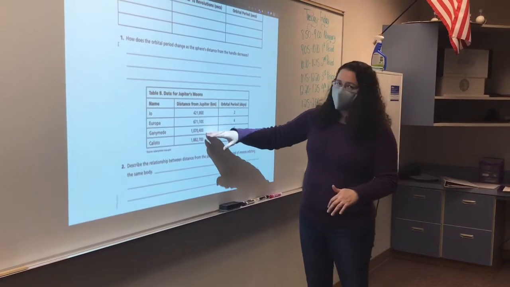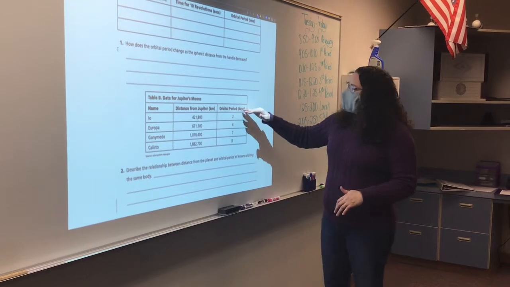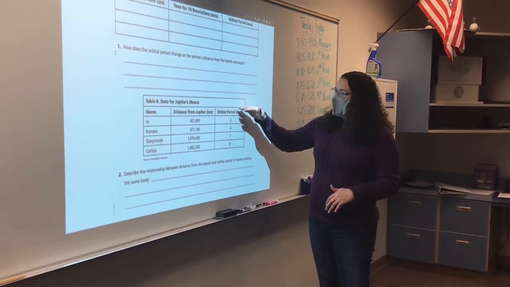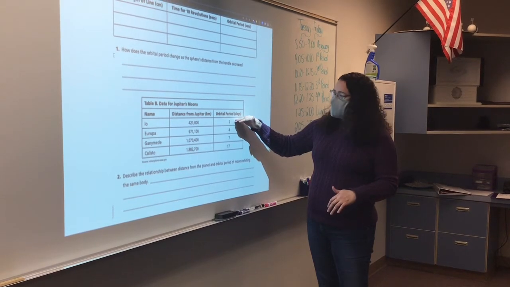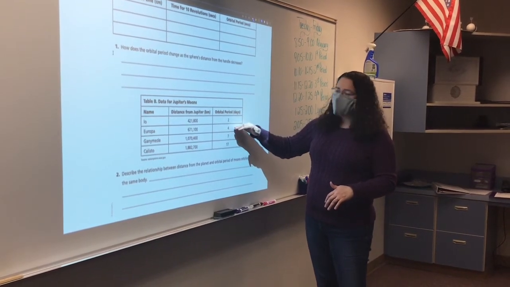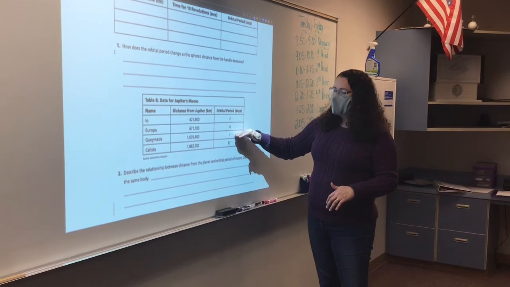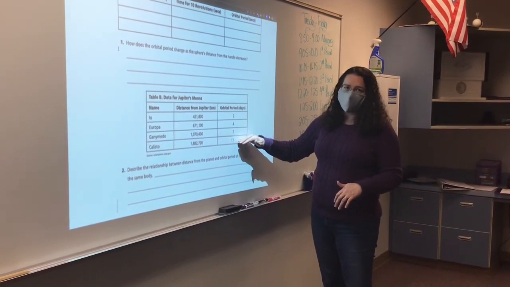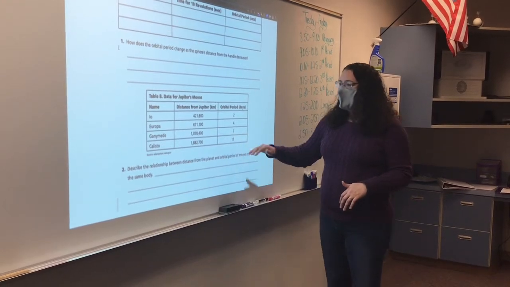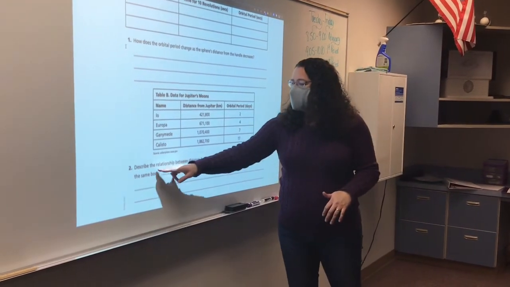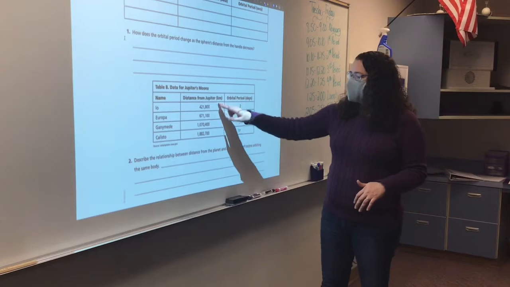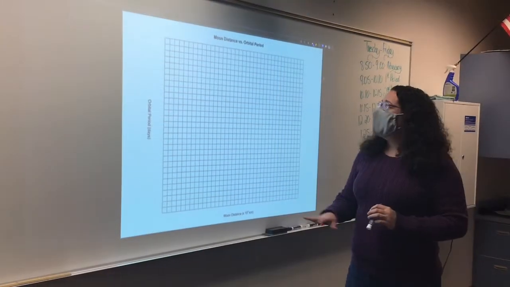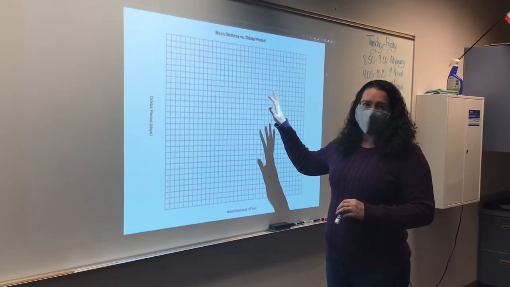So their distance is increasing from Jupiter. And the orbital period, the amount of time it takes them to go around Jupiter, increases. So Io orbits Jupiter in 2 days, Europa orbits Jupiter in 4 days, Ganymede orbits Jupiter in 7, and Callisto takes 17 days to go around Jupiter. So what I want you to do is take a minute and describe that relationship between the planet distance and the orbital period.